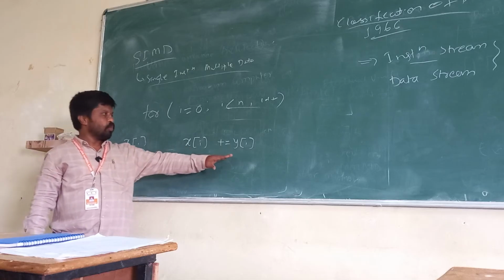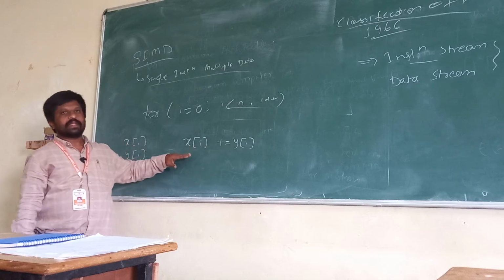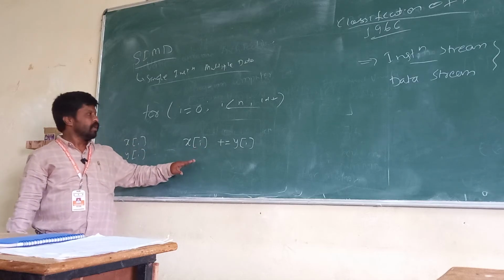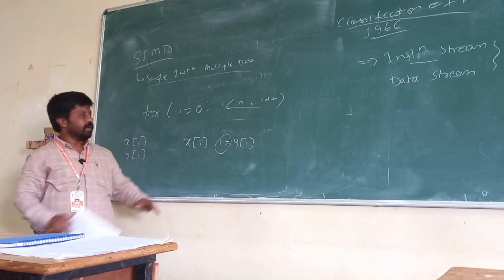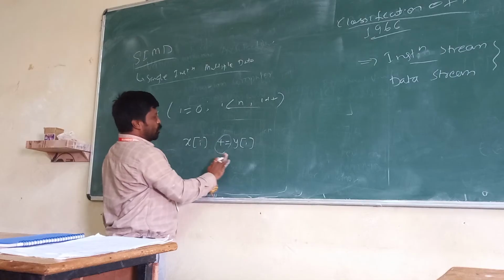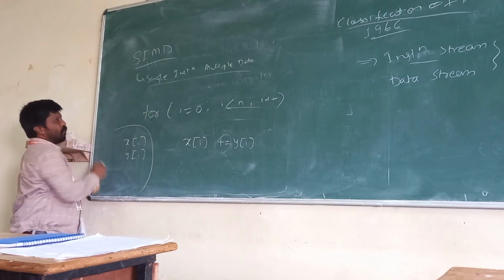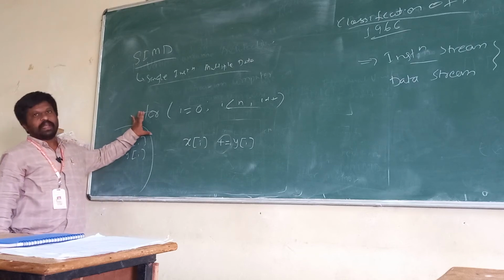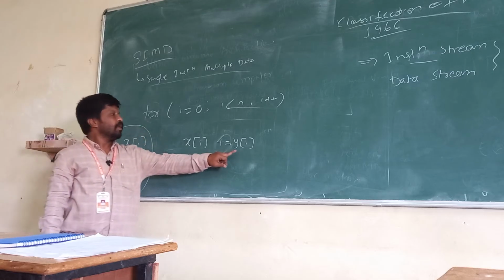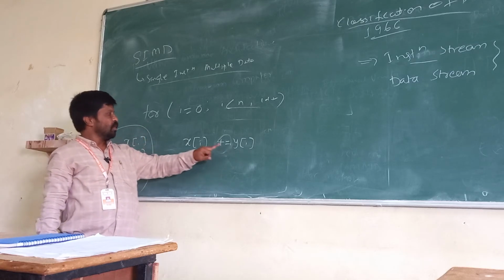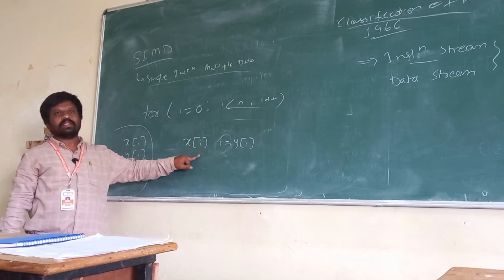I want to add some elements from the Y array to the X array. How is it done? With the plus-equal operation, that is nothing but addition. This is carried out with the help of single instruction multiple data. It moves the array elements from Y to X. This is the main concept here.